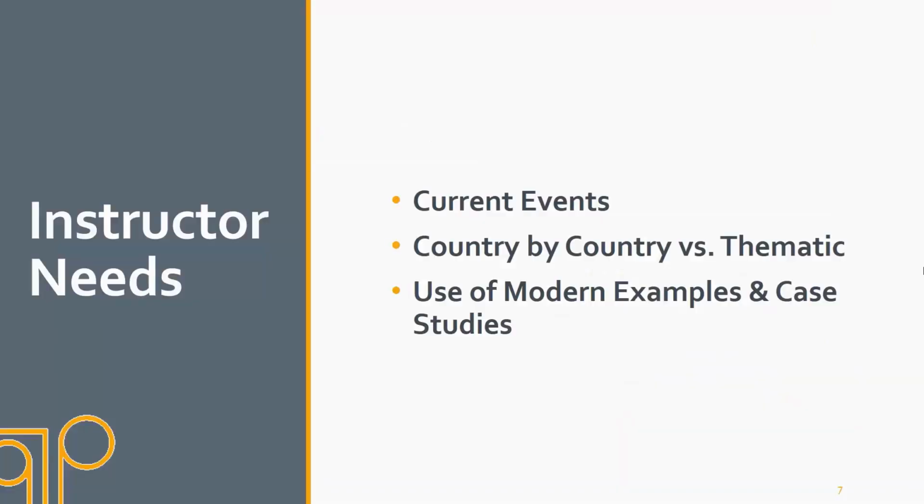All right, so those are the kind of course outcomes. Now let's talk a little bit about what your instructor needs are. What are your instructors going to be wanting to talk to you about when you call on them? Like IR, comparative politics needs to be up to date. So currency and current events are really central to this course.